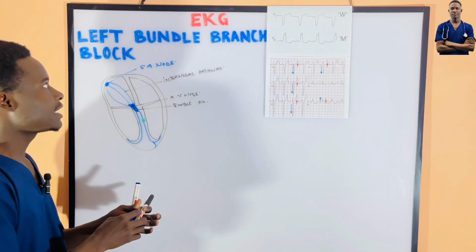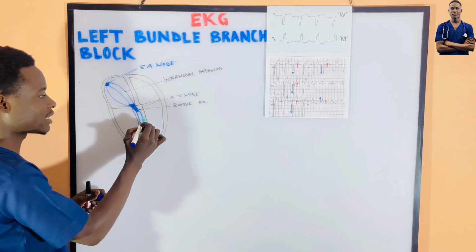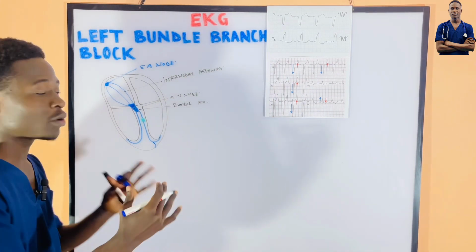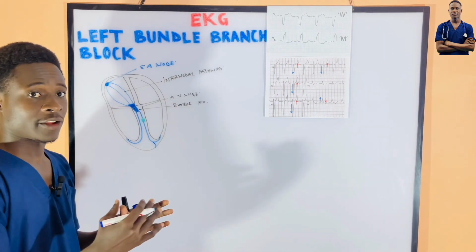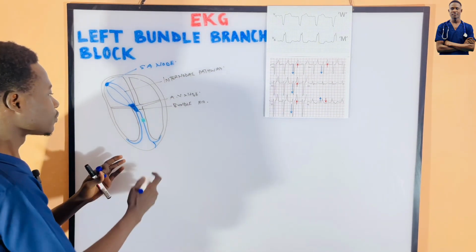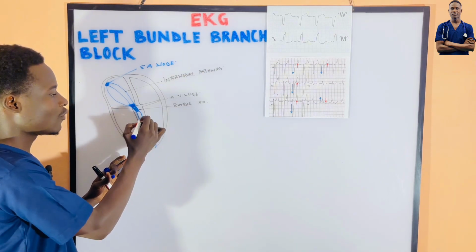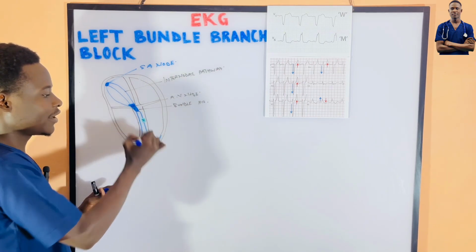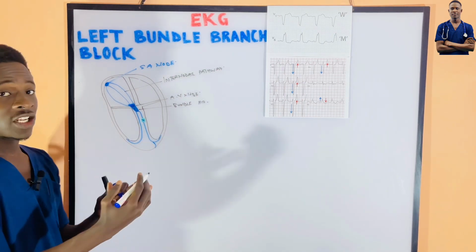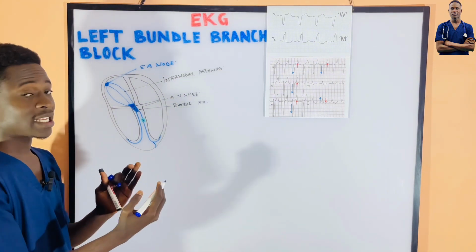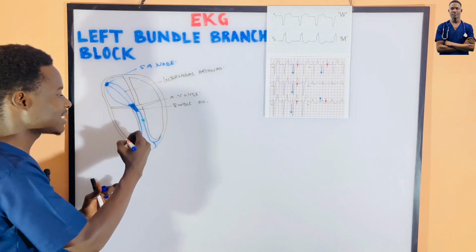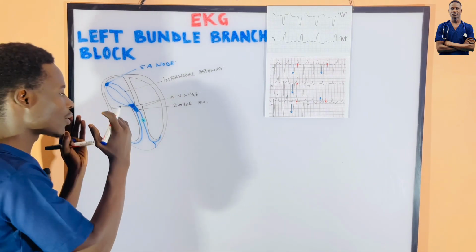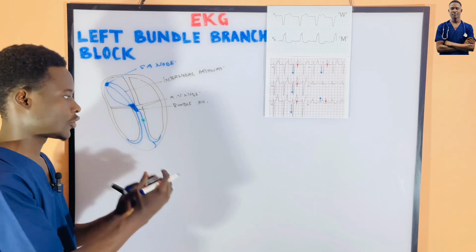Now, this condition is when the left bundle branch, the branch that leads to the depolarization of the left myocardium or the left ventricles, is blocked. When there's a blockage over here, the electrical impulse coming cannot pass through the left bundle branch. Therefore, all the electrical impulses generated by the sinus node will pass through the right bundle branch, and then depolarize the right side of the heart or the right ventricles.